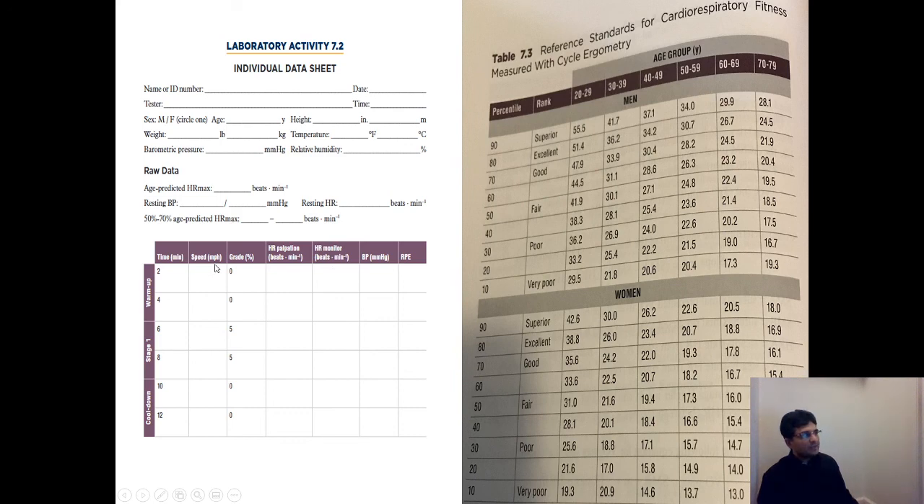Speed, you are always aware that the speed is always 3, 3, 3, 3, 3, and 3. And if the grading is already given, depending upon the warm-up, it's 0, exercise, it's 5, and again the warm-up is 0. Just ignore this heart rate monitor column because we are not going to use any.